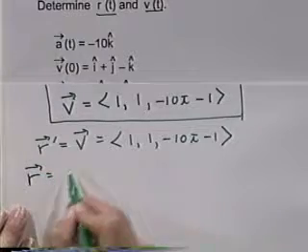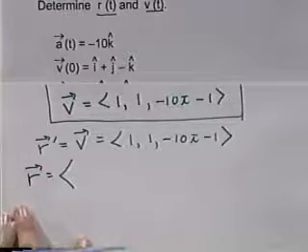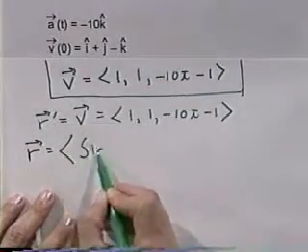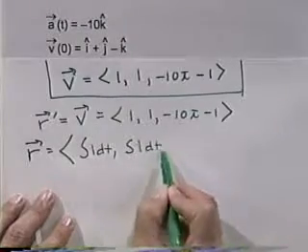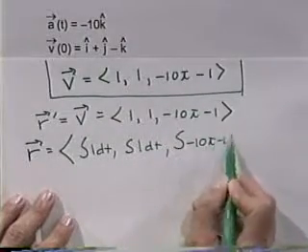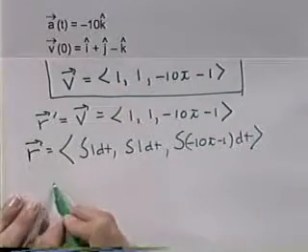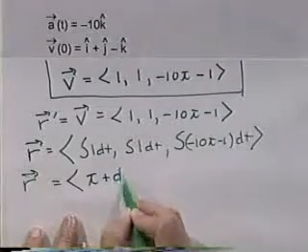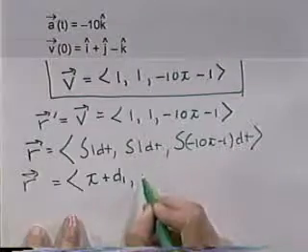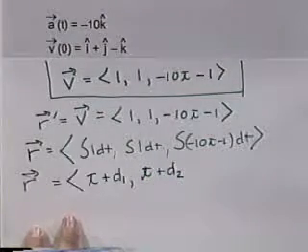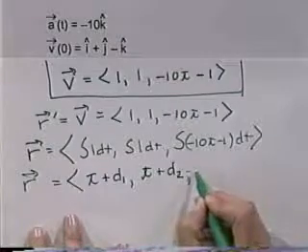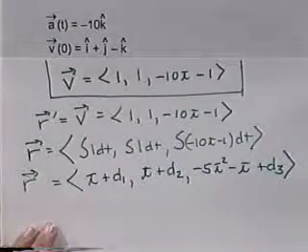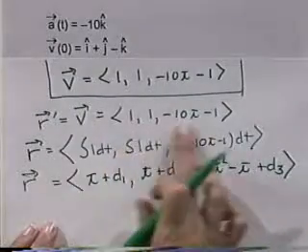So r is going to be integrate again. But this time we'll have more constants. So let's see, I integrate 1 with respect to time, integrate 1 with respect to time, and lastly integrate minus 10t minus 1 with respect to time. We get r is equal to, the integral of 1 is t plus some possible constant. The integral of 1 is t plus some different constant. And the integral of minus 10t is what? Minus 5t squared minus t plus some third constant. Okay, so I integrate it term by term.